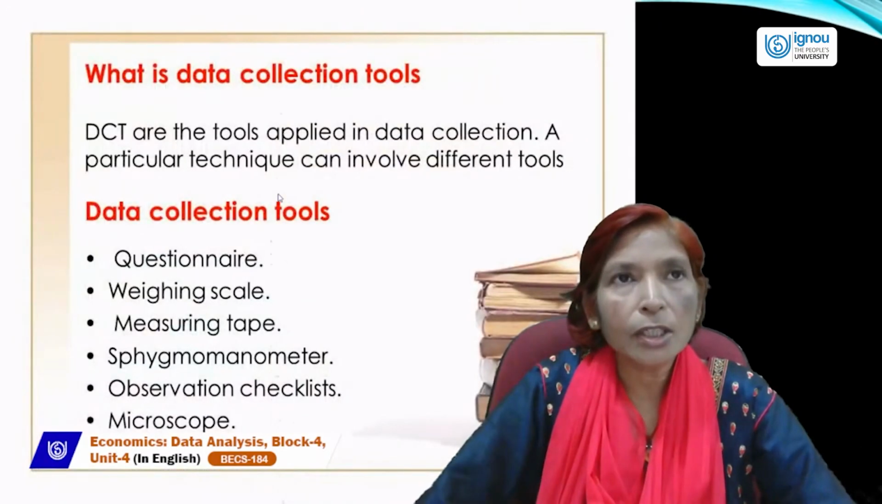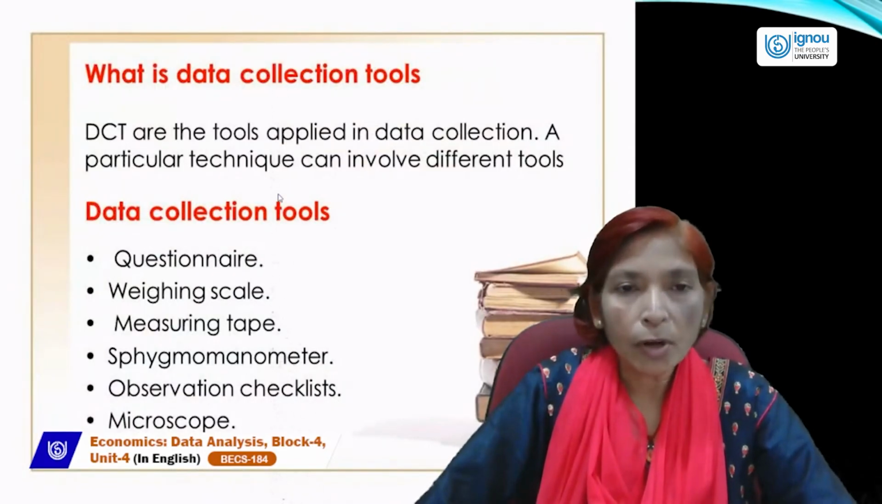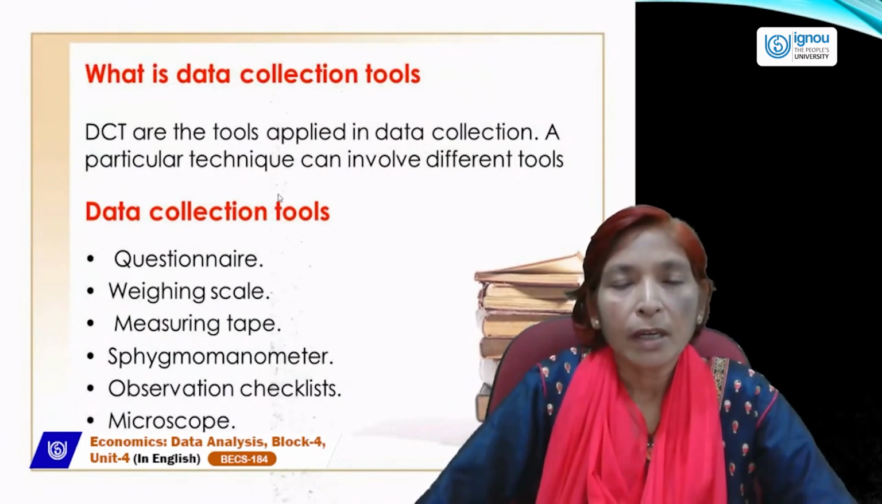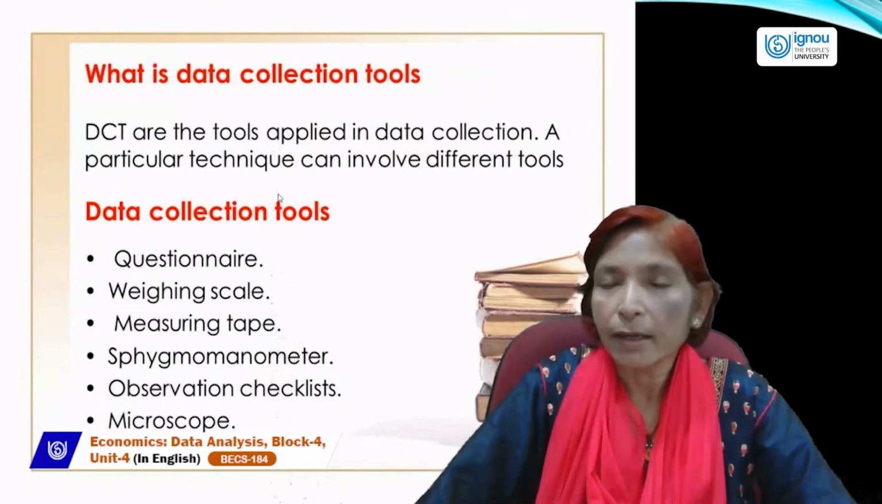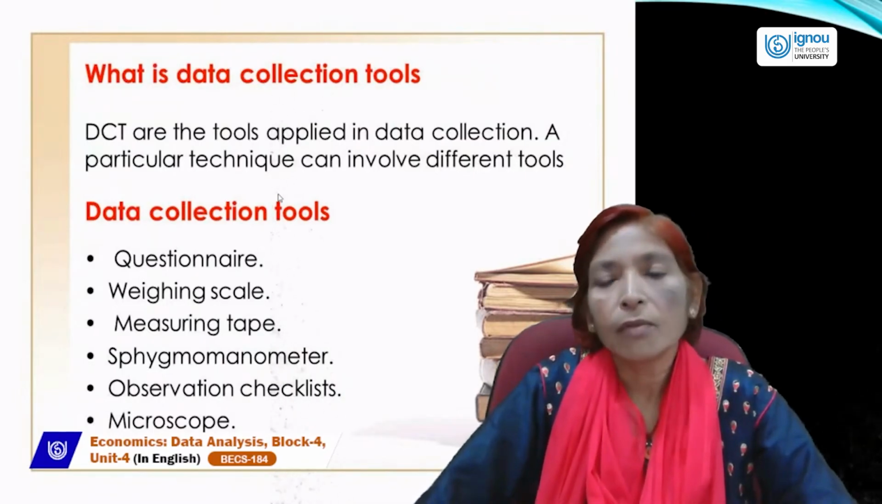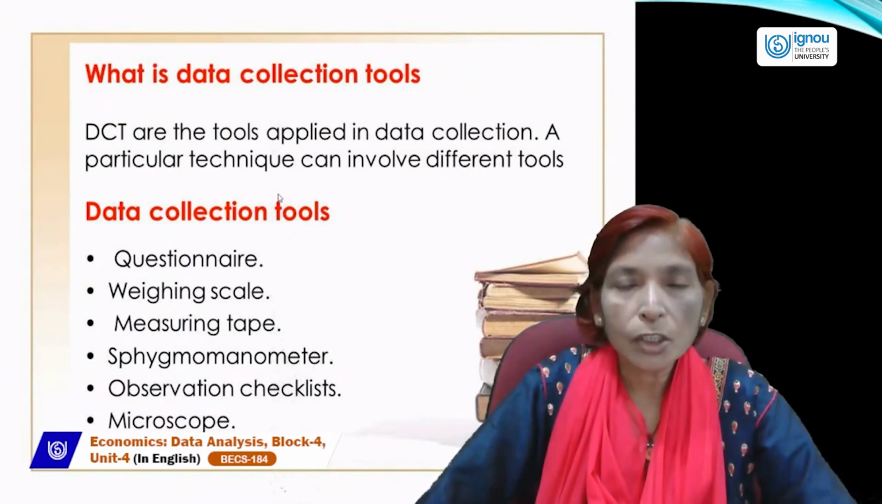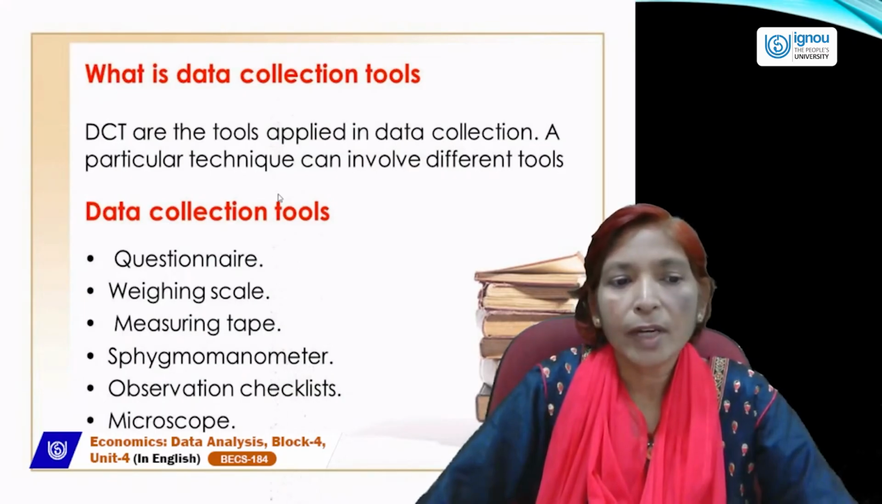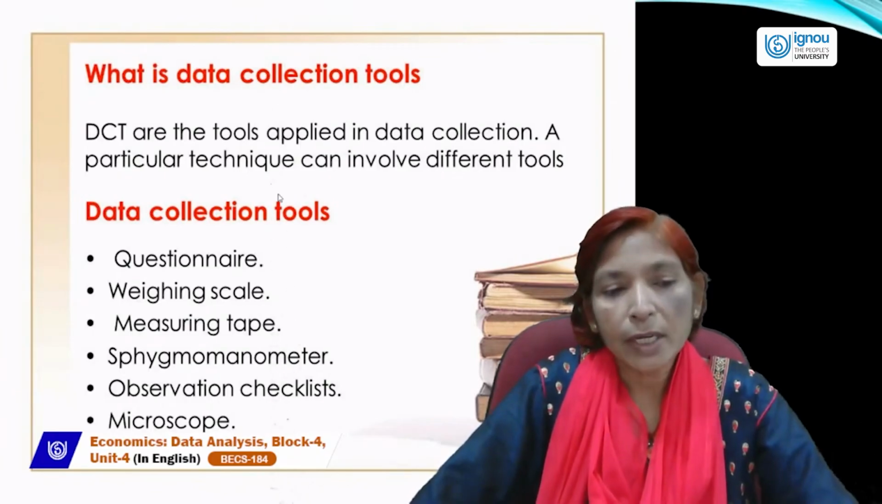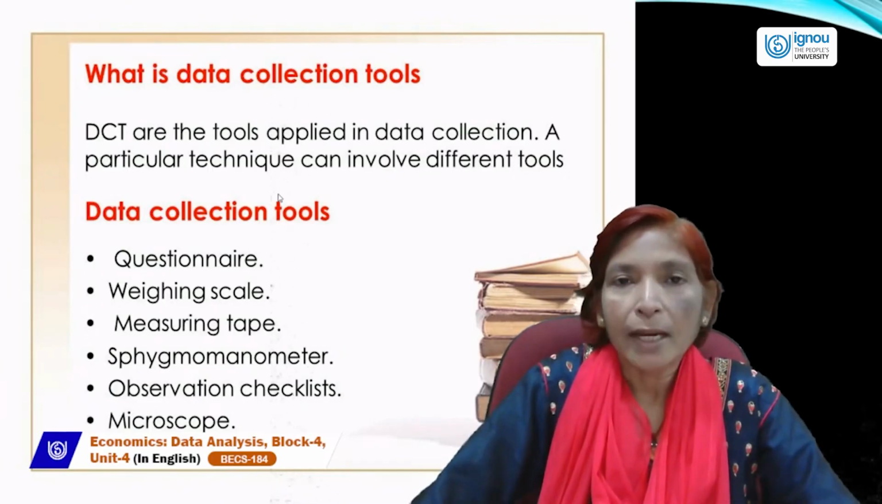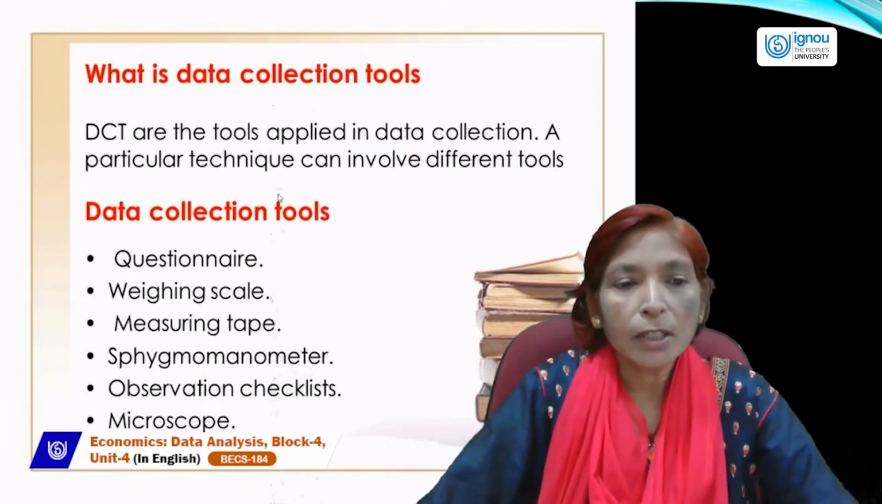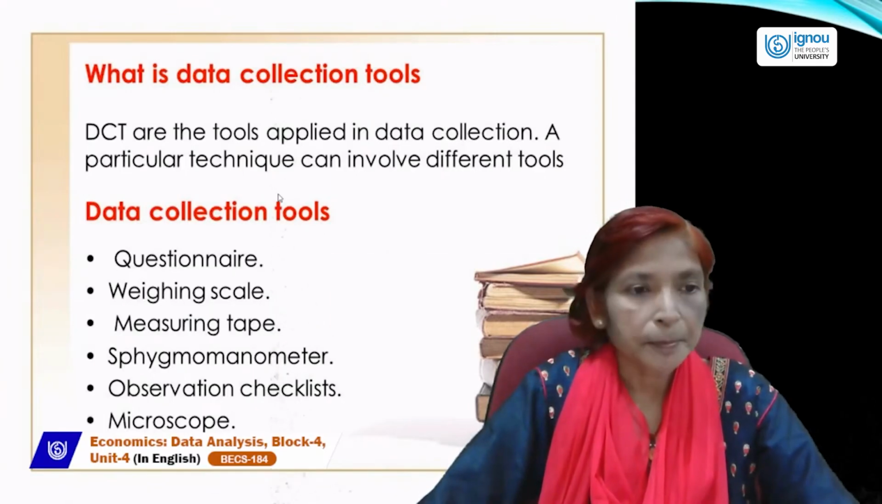Next, what are data collection tools? In short, we can write DCT, which means data collection tools. Data collection tools are the tools applied in data collection. A particular technique can involve different tools. Data collection tools include the questionnaire, rating scale through observation, measuring tape, sphygmomanometer, observation checklist and microscope. So these are the different tools through which we can collect data.